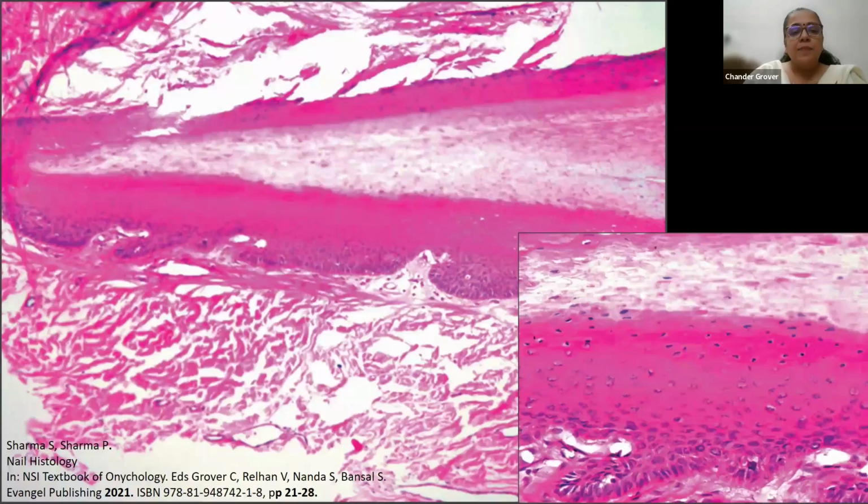This is a high power view of the matrix. This part is basically the proximal nail fold doubling over itself. This image is not showing you the whole proximal nail fold from this part, then doubling over itself, then becoming the nail bed.